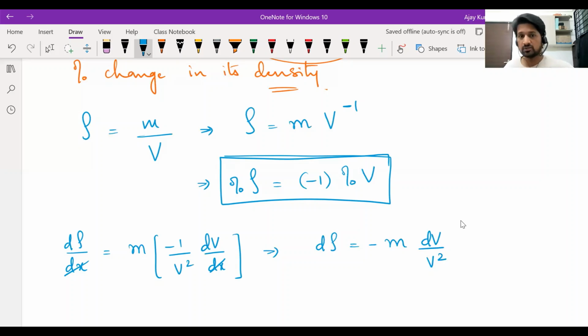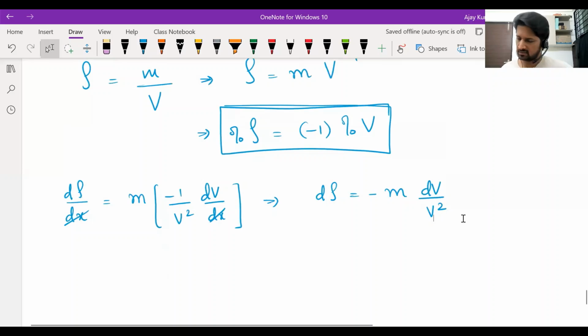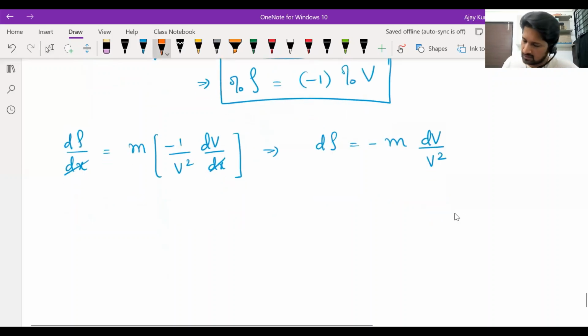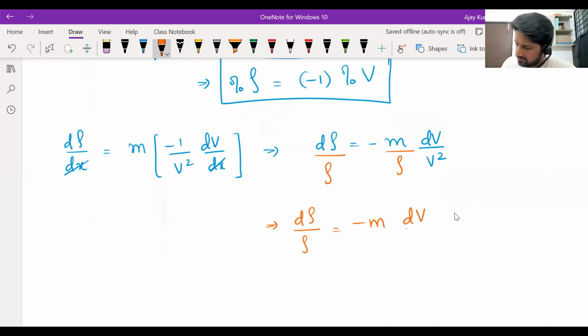Now d rho is the actual small change in density. We don't want that. We want percentage change or relative change. How to get relative change? You divide by density itself, and if you're dividing by density on one side, you should divide by density on the other side as well. So the left hand side becomes d rho by rho is equal to minus m times dv by rho v square. We want to relate relative change in density d rho by rho to relative change in volume dv by v, so we don't want rho on the right hand side.